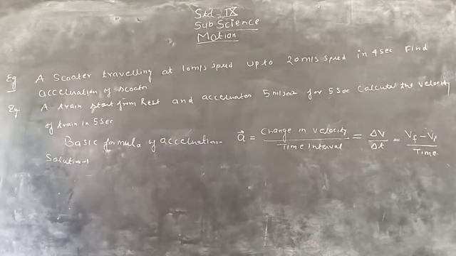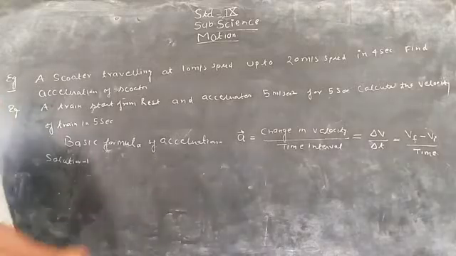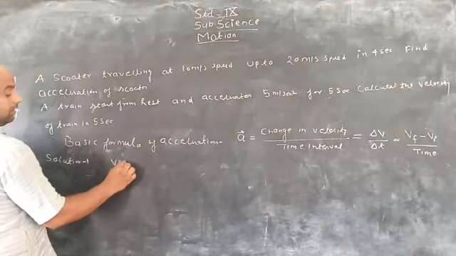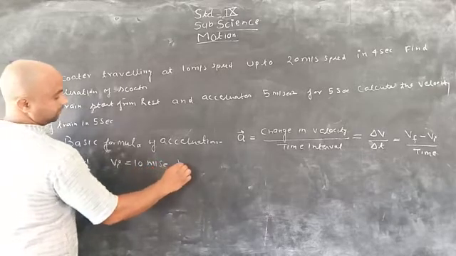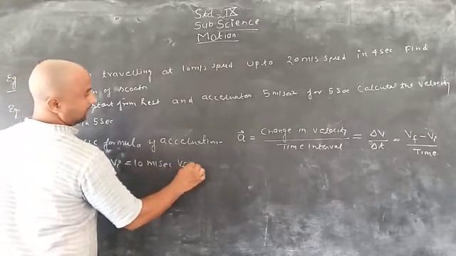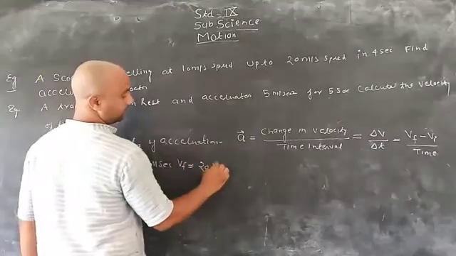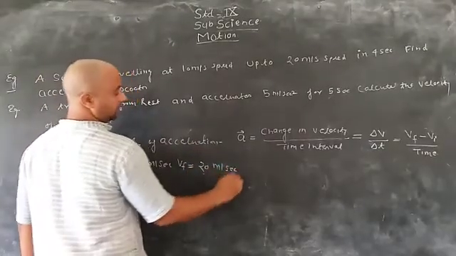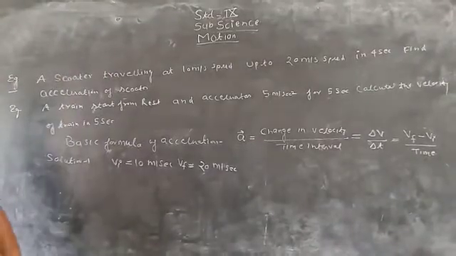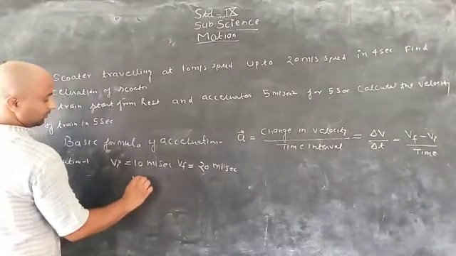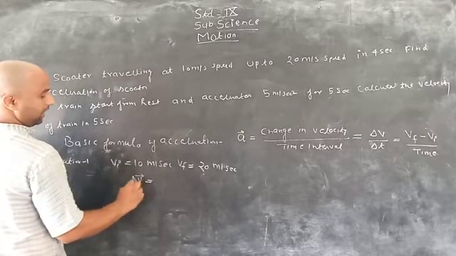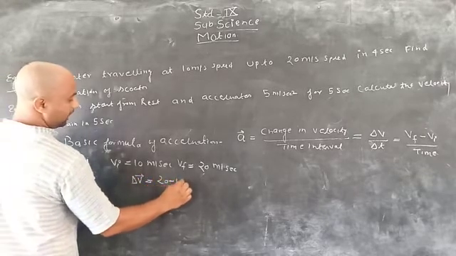A scooter is traveling at 10 meter per second speed. That means the initial velocity is 10 meter per second. Final velocity is 20 meter per second. What is the change in velocity? That is delta v, 20 minus 10 meter per second.